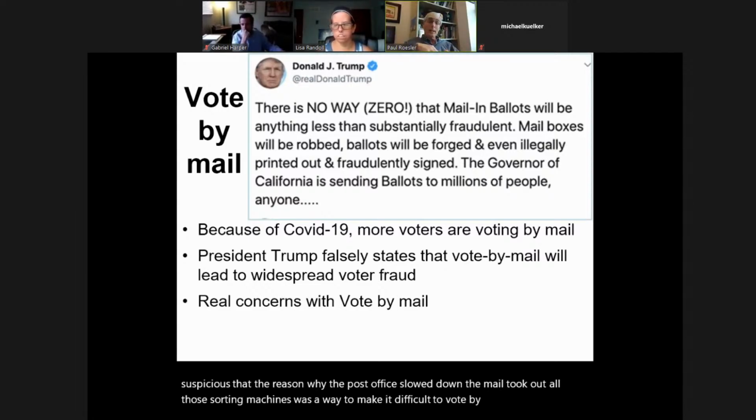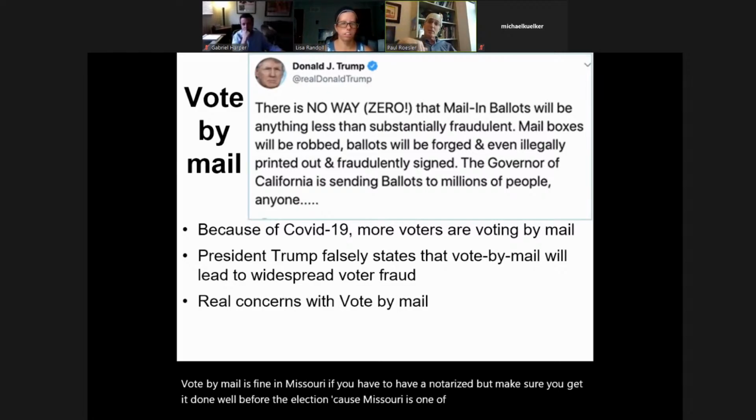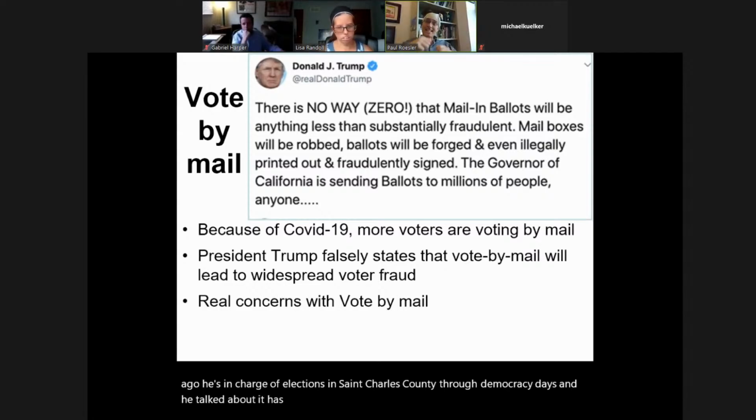In fact, I will point out one thing, just adding on to what Lisa was saying about vote by mail. Yes, vote by mail is fine in Missouri. You have to have it notarized, but make sure you get it done well before the election, because Missouri is one of those states where it has to be received. Kurt Barr, if you want to see it, did a nice presentation a couple days ago. He's in charge of elections in St. Charles County through Democracy Days, and he talked about this. It has to be received in his hands by election day, 5 p.m. on election day. So he has to have it in the mail.